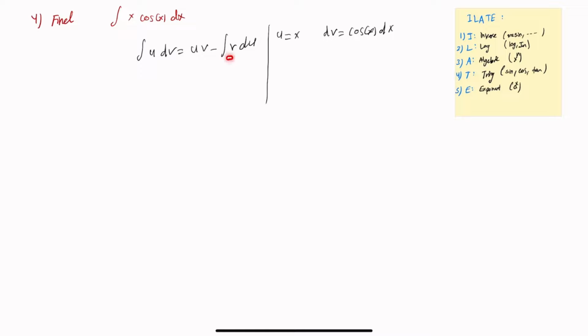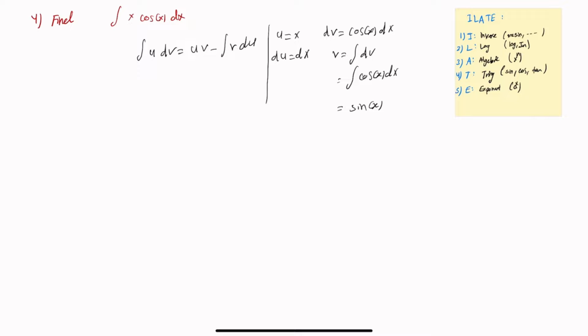Now again, I want to find v and du. These I'm going to find from u and dv. So du is going to be equal to dx, and then v is going to be equal to the integral of dv, which is the integral of cosine of x dx, and the integral of cosine is going to be equal to sine of x.